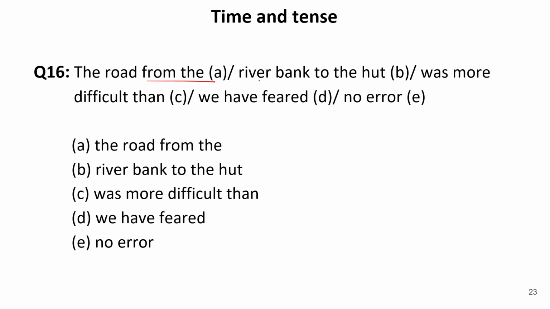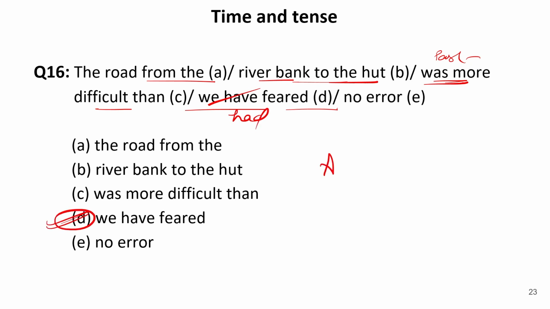The road from the river bank to the hut was more difficult than we have feared. Now, in the first part, it is written the road from the river bank to the hut. That is fine. "Was" shows the past tense. Difficult than we have feared. Now, if the sentence is in past tense, the entire sentence has to be in past tense only. So, we had feared. So, this "have" should be replaced with "had." Therefore, the error is in part D. So, our answer is D.